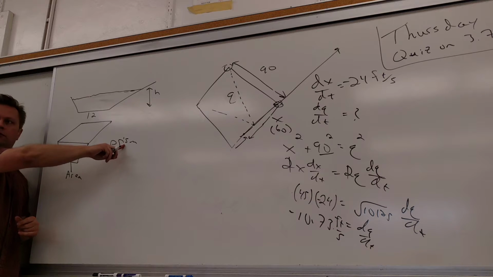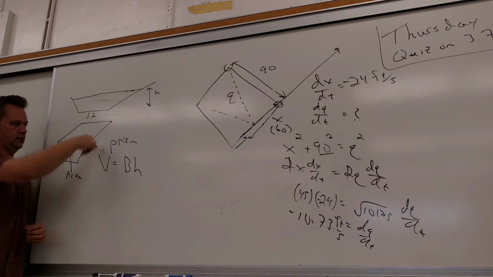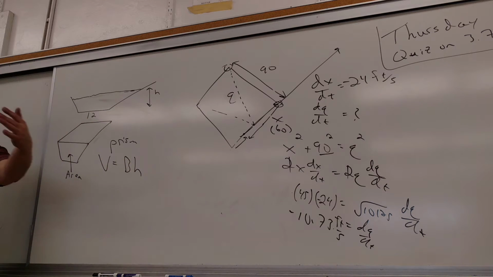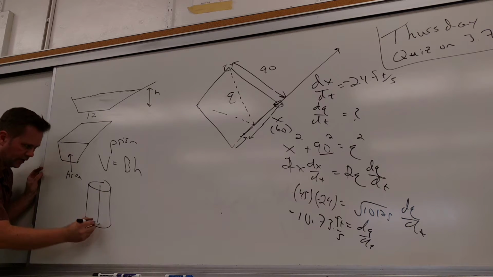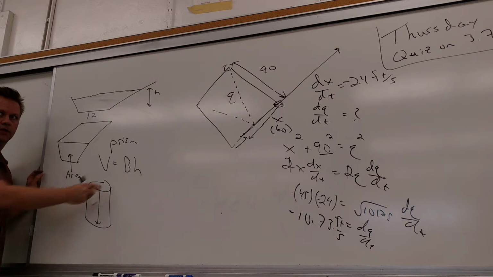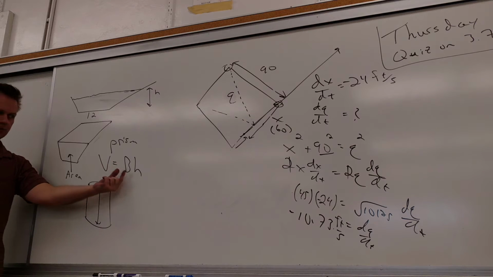So the way to get a prism's volume always is the area of the base times the height. And the height in this case would be the length, right? And that works every time. The volume of a cylinder was the circle times the height, the area of the base times the height. Why is it a big B? Because it's not just a line, it's an area of a base.